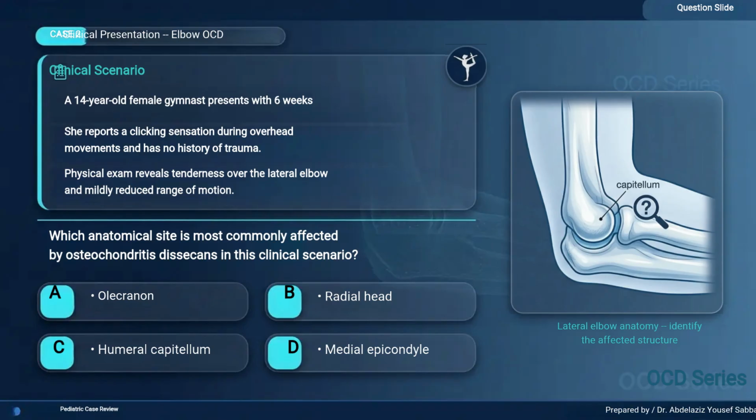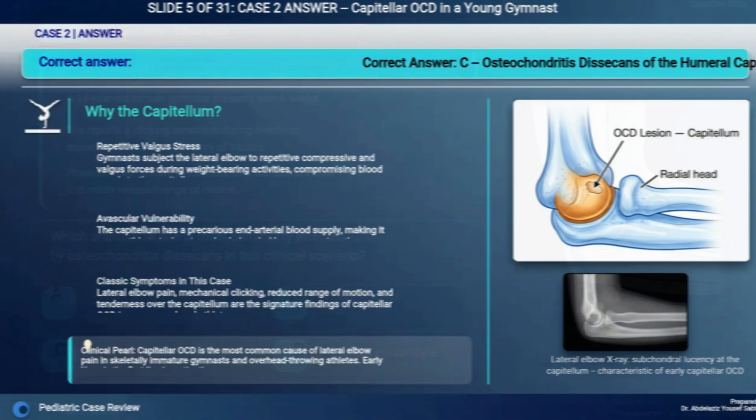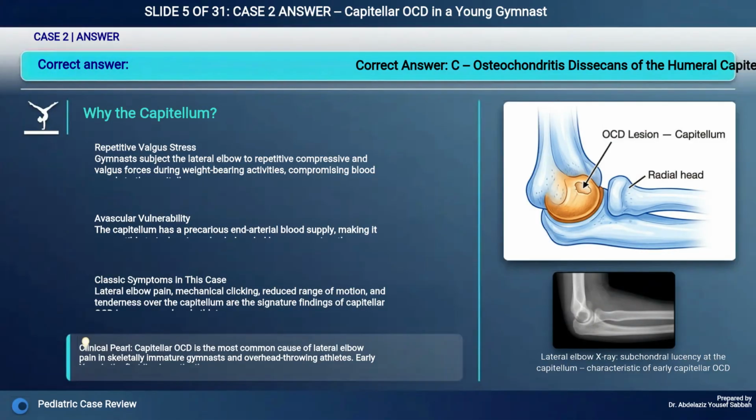Option A, olecranon. Option B, radial head. Option C, humeral capitellum. Option D, medial epicondyle. The correct answer is Option C, the humeral capitellum. The capitellum is the most common site of elbow osteochondritis dissecans, particularly in gymnasts and overhead-throwing athletes. Gymnasts subject the lateral elbow to repetitive compressive and valgus forces during weight-bearing activities, compromising blood supply to the capitellum.